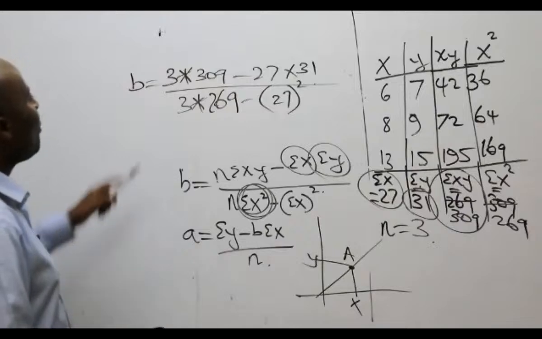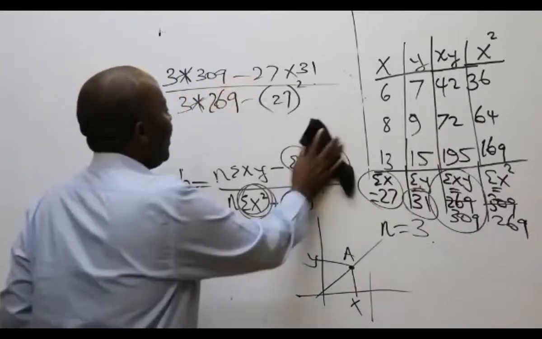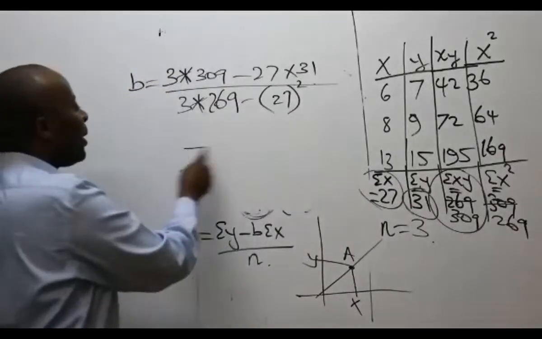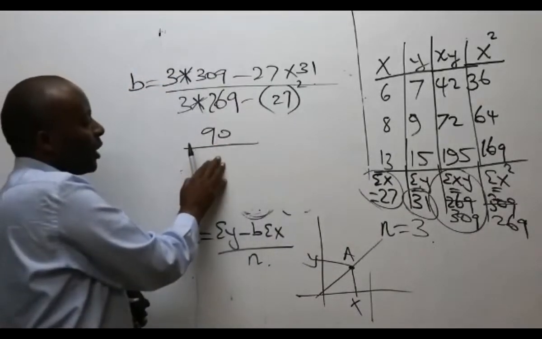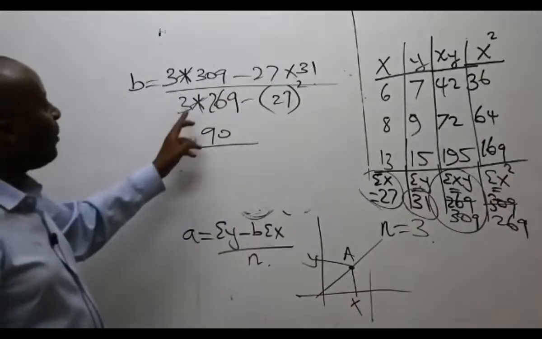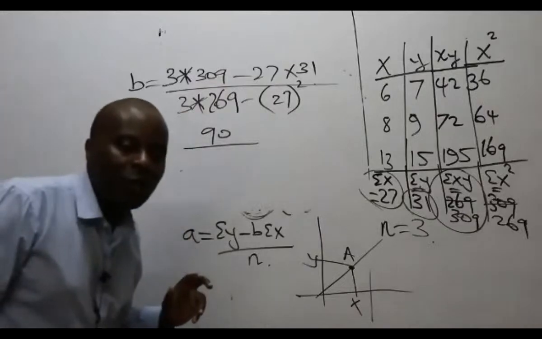James Areba has also said, taking 3 times 309 minus 27 times 31, the numerator is 90. Can a different student give me the value of the denominator now? The denominator is 3 times 269 minus open brackets 27 squared.